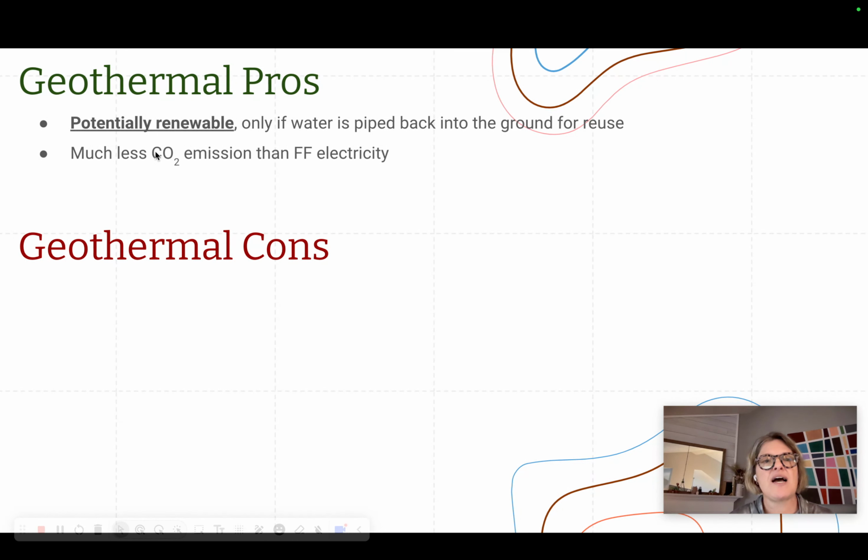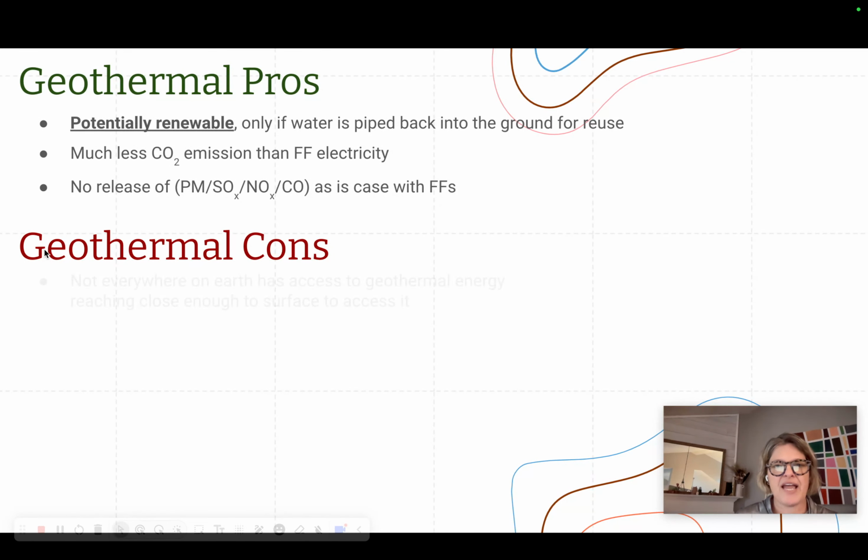So, what are some pros? It is renewable if the water's piped back into the ground, because then we're just consistently keeping that cycle going. Much less CO2 emission than fossil fuel electricity. We do have to have energy for pumping the water and drilling for that initial pipe into the ground. That's going to take some energy. There's no release of particulate matter, SOxes, NOxes, or carbon monoxide, or CO2, other than the CO2 from the energy we need to do the pumping. So there's none of those other gases, as is the case with fossil fuels.